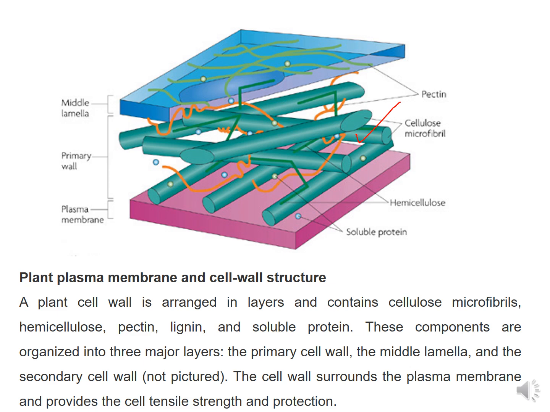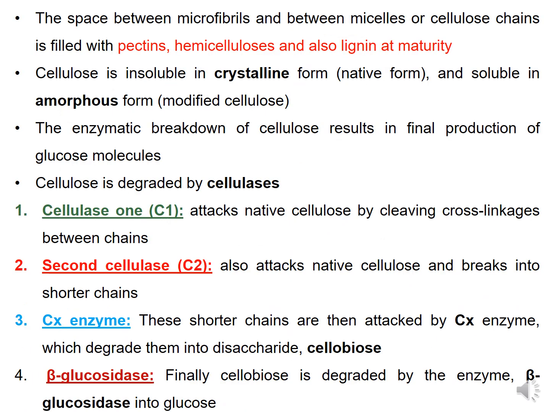A plant cell wall is arranged in layers and contains cellulose microfibrils, hemicellulose, pectin, lignin and soluble proteins. The space between the microfibrils and between the cellulose chains is filled with pectins, hemicellulose and also lignin at maturity. Lignin plays an important role at maturity. Cellulose is insoluble in crystalline form, that is, if arranged in an orderly fashion, and also insoluble in amorphous form, which is a modified cellulose, where they are not arranged in an orderly fashion.